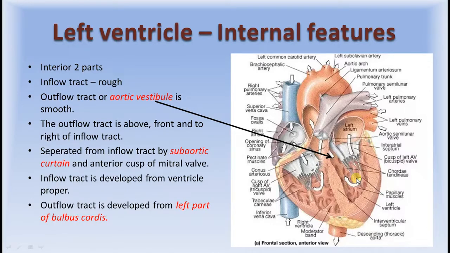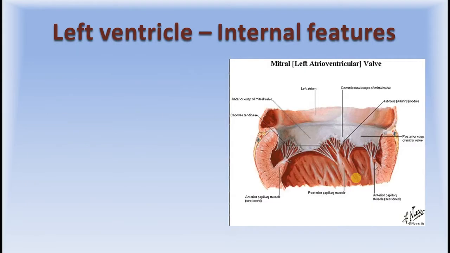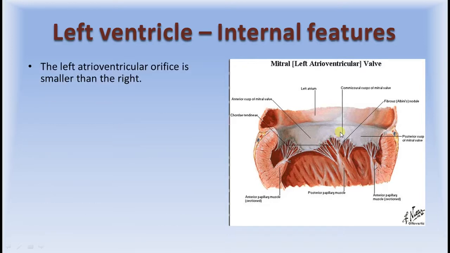So same as that of the right ventricle, the inflow tract of the left ventricle is derived from the primitive ventricle, left part of the primitive ventricle, and the outflow tract from the bulbus cordis, left part. That is, the right part of the bulbus cordis is the infundibulum, the outflow tract of the right ventricle. Here it is the left part of the bulbus cordis for the outflow tract of the left ventricle. So same way here you are able to see the mitral valve complex.